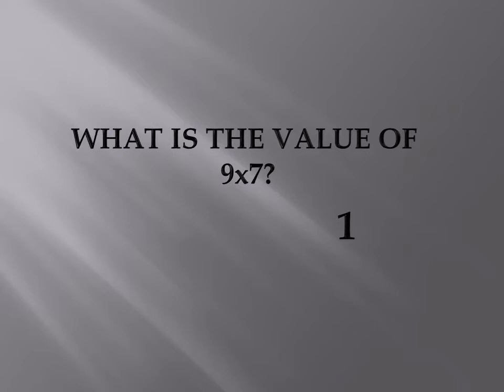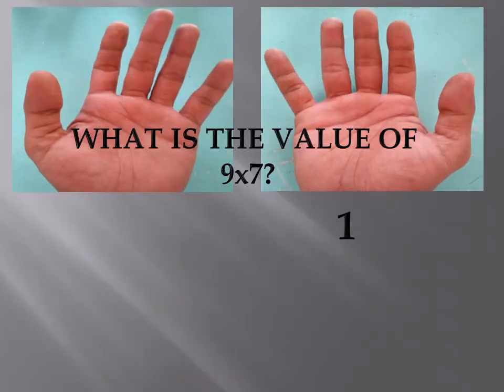And for our first example, what is the value of 9 times 7? And how do we compute for each product? To make it easier, all we have to do is just to place our 10 fingers like this. And then, placing our 10 fingers, let us count like this, from 1 to 10.